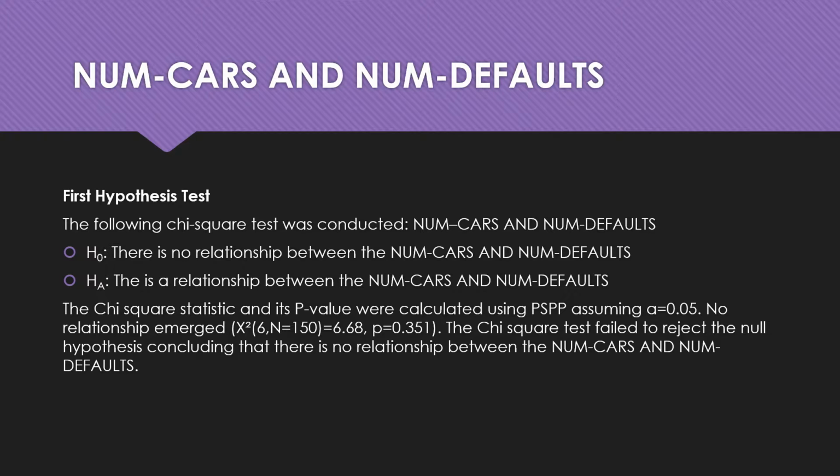The chi-square statistics and its p-value were calculated using the PSPP, assuming the alpha is 0.05. No relationship emerged, and the chi-square test failed to reject the null hypothesis, concluding that there is no relationship between the number of cars and the number of defaults.